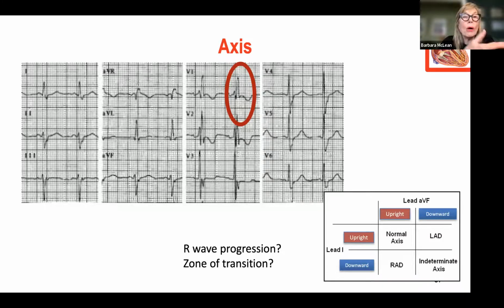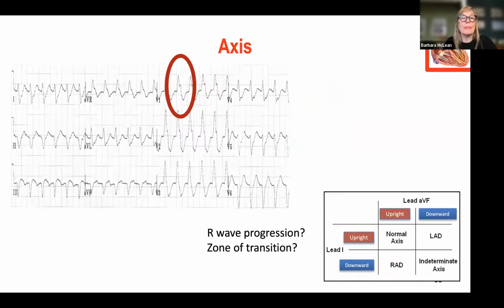So really important. Why do we look at axis? Why do we care about this? Because we're trying to prevent disaster for our patients. So that's really important. Okay, so remember this patient, downward in 1, downward in aVF, an extreme axis or undetermined axis. And then we go over here and zone of transition is upright. V1, V2, V3, V4, all upright, but our zone of transition was in V1. Now, for this patient, we're going to say, well, look, he's got an undetermined axis.